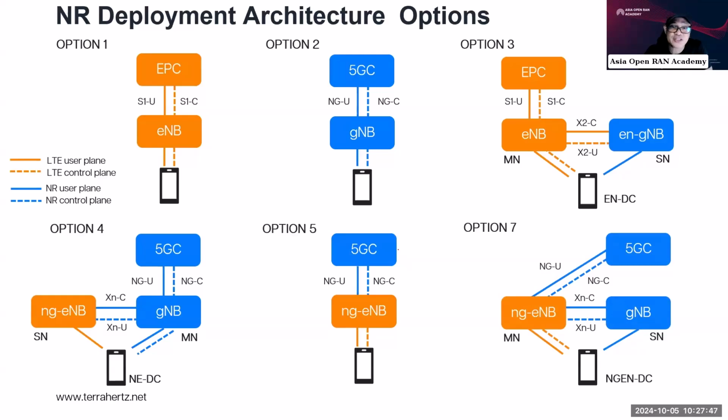Actually, merong option 6. Option 6 is EPC, and then you have a 5G node. Pero bihira yung application. And then you have option 7. Option 7 is 5G core, and then you have the E node B. Okay, so these are the different architecture options you can deploy.